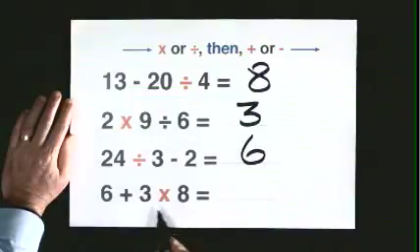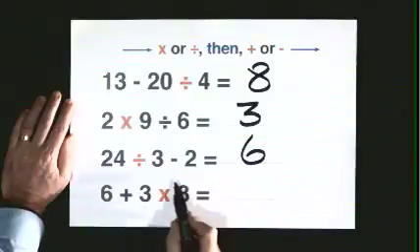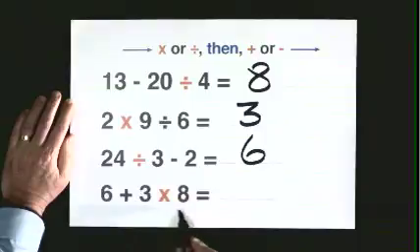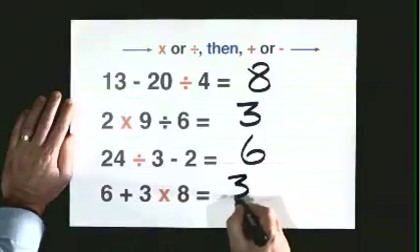Left to right, we must do the multiply first. 3 times 8 is 24. 6 add 24 is 30.